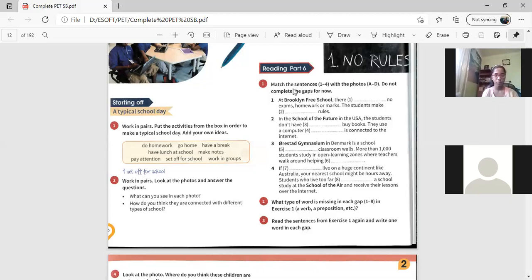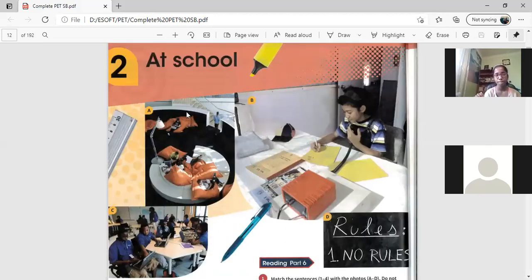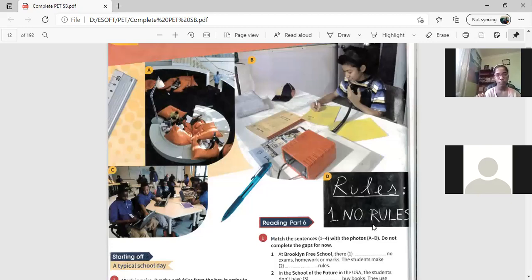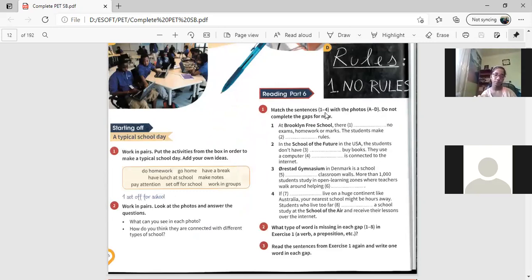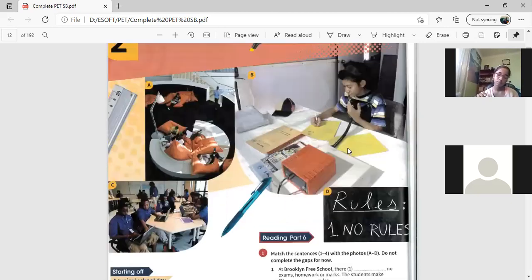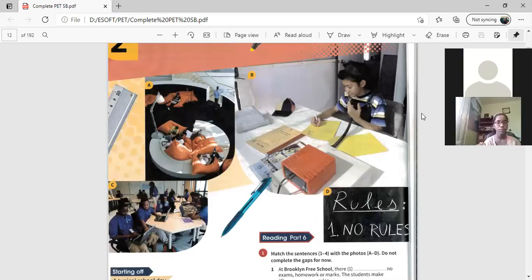So comes the reading part six. Match the sentences 1 to 4 with the photos A to D. Do not complete the gaps for now. There are four sentences here. There are four pictures here. See A, B, C, D. Right? Match the sentences 1 to 4 with the photos A to D. You read the sentence and here, you can put the letter A, B, C, D. Read the sentence and find the correct picture for that. Do it now, quickly.